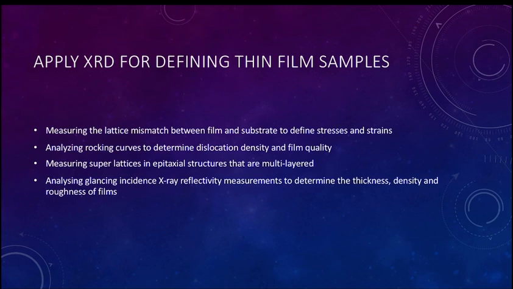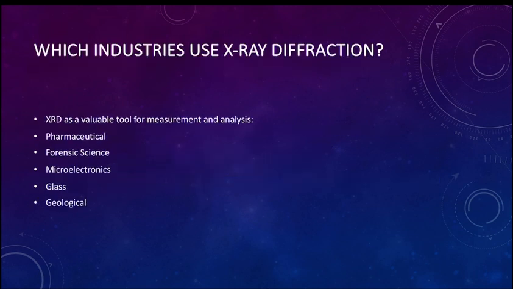The method of studying the structure of finely crystalline substances using X-ray diffraction is as follows: a narrow parallel beam of monochromatic X-rays falls onto a polycrystalline sample and is then reflected by the crystallites that make up the sample, producing a number of coaxial cones, that is, cones having one common axis, which are the diffracting cones. Which industries use X-ray diffraction? XRD is a valuable tool for measurement and analysis in pharmaceutical industries, forensic sciences, microelectronics, glass, and geology.